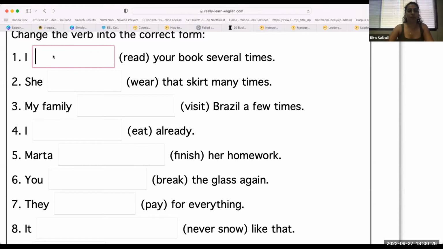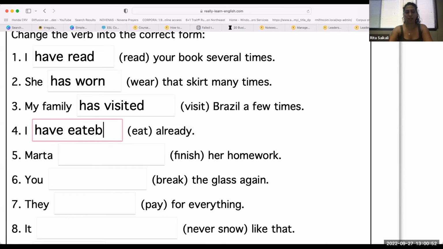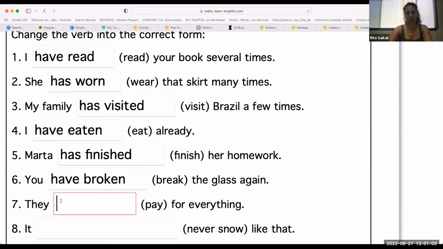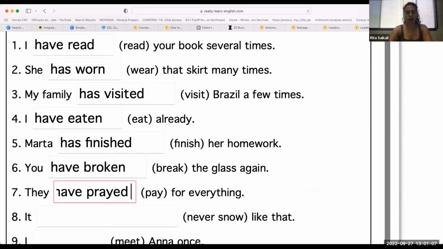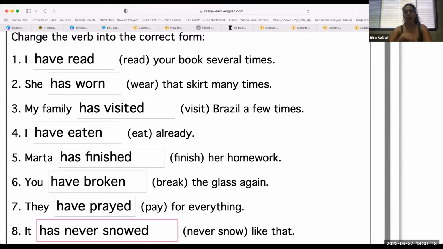All right, my good people. So number one is I have read your book several times. She has worn that skirt many times. My family has visited Brazil a few times. I have eaten already. Martha has finished her homework. You have broken the glass. They have prayed for everything. It has never snowed like that. Cool? All right.